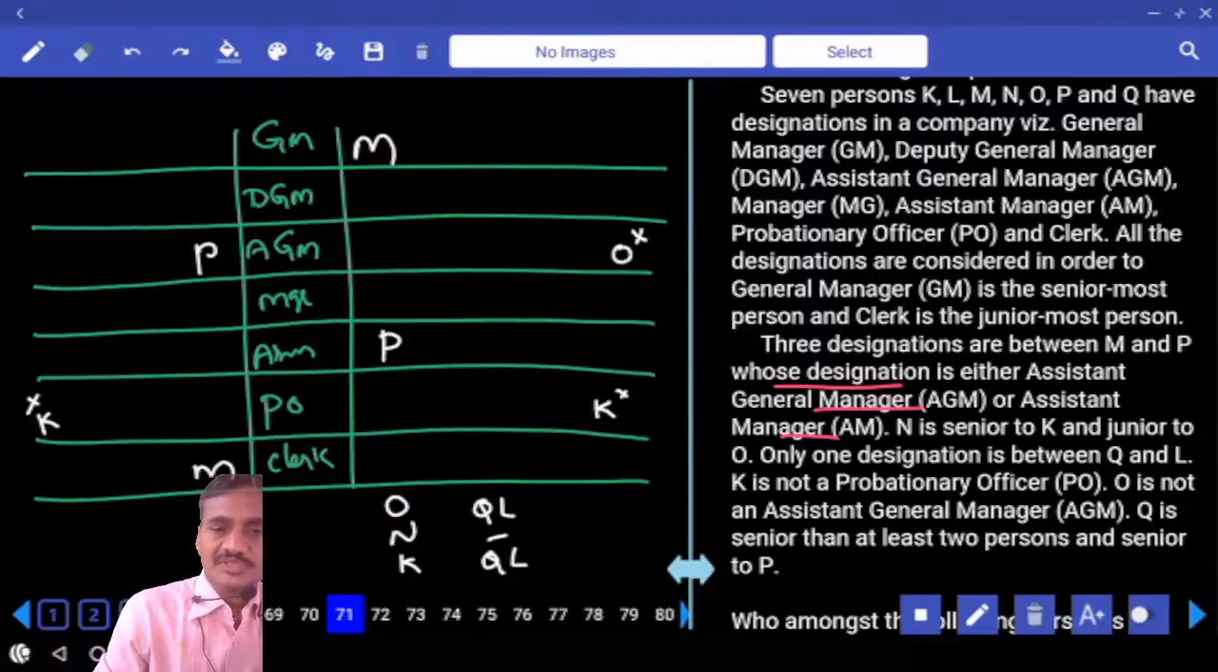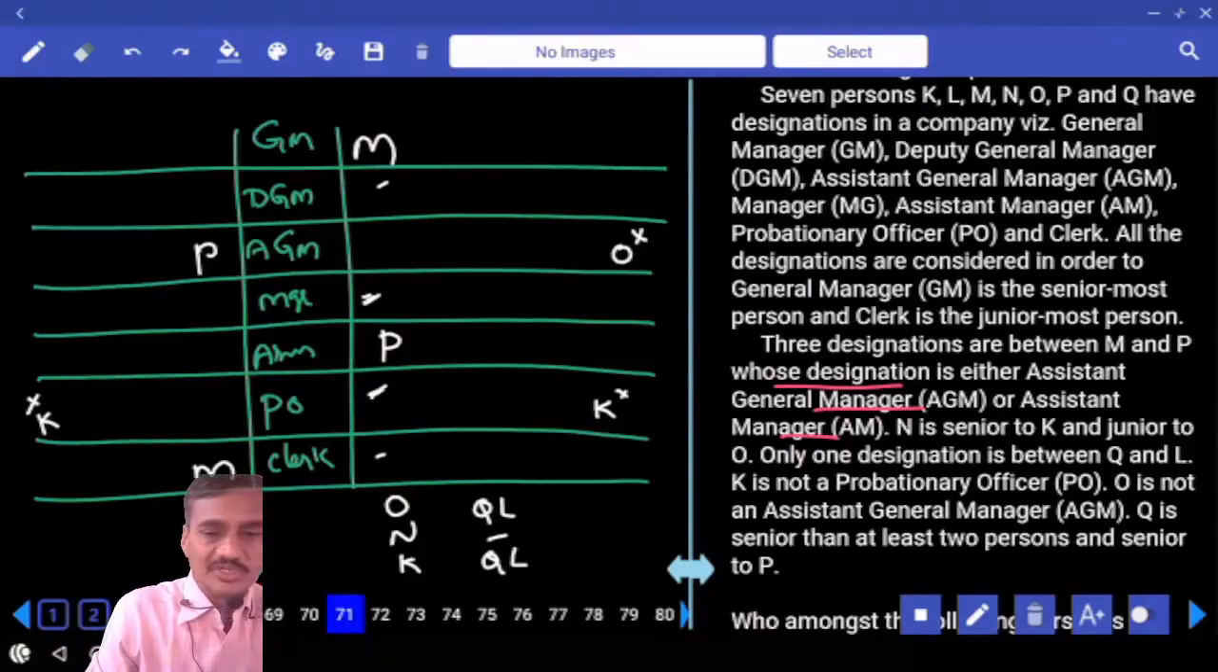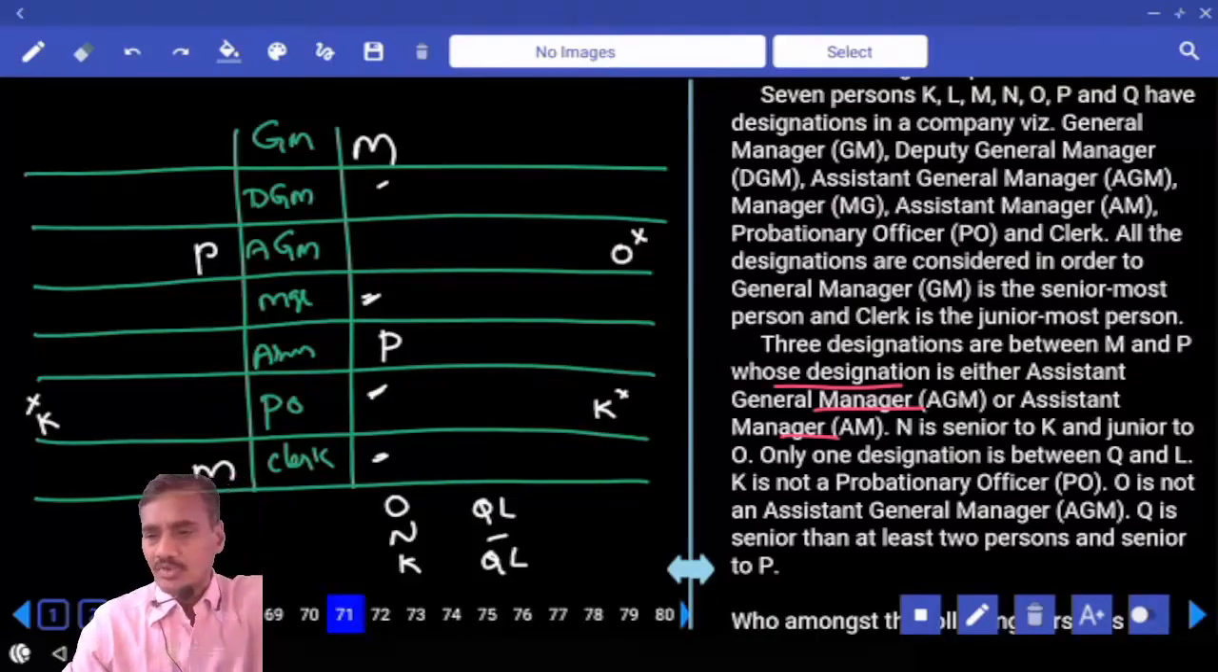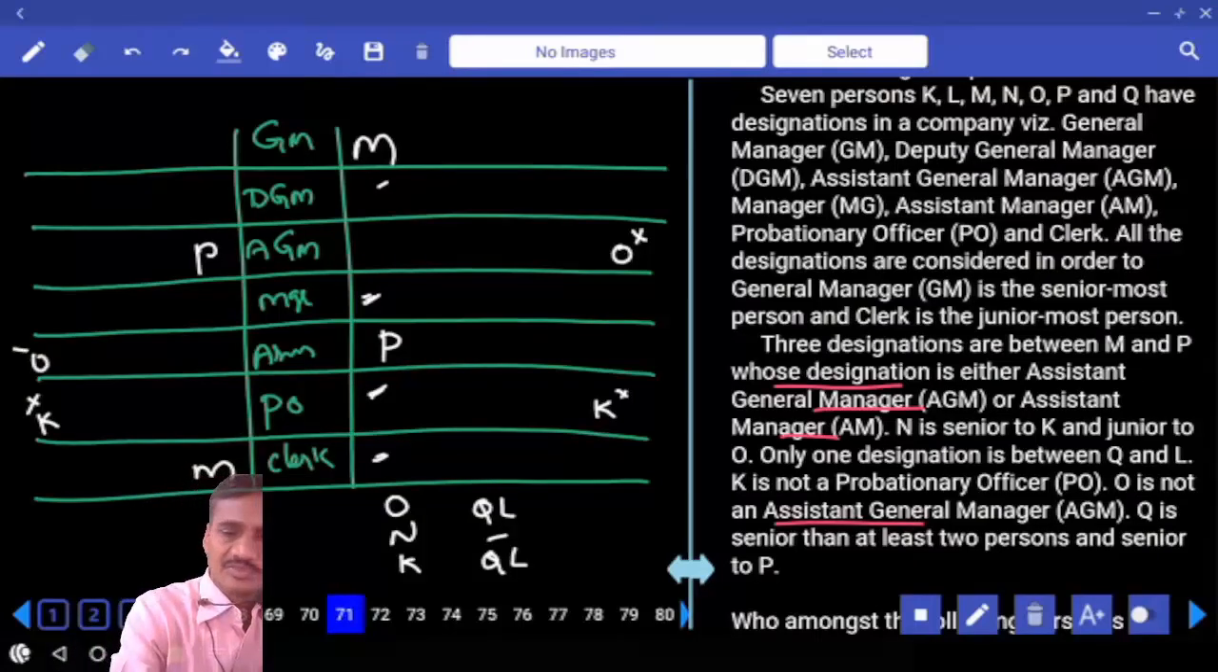And take the information: if O is not an AGM, then where is this O? O cannot be at this place as well. Is there a chance of O being here? O can be here, O N K can be like this. Or if O is here, O N K, this is another possibility we have. Hence O N K in either of these two cases. Next one, only one designation: O is not an assistant general manager, so O cannot be at this place.